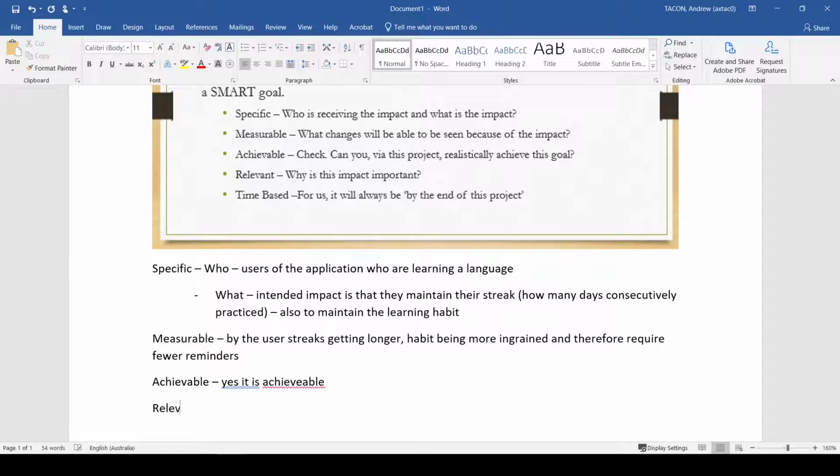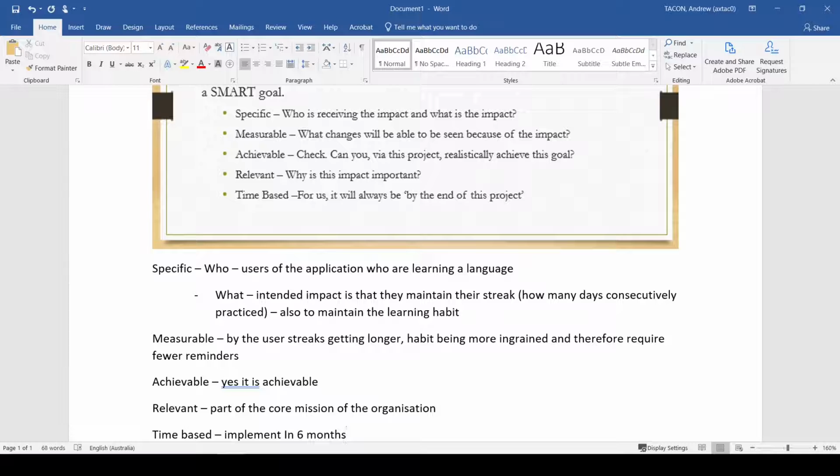Is it relevant? Is it relevant to the organization that the users of the application have longer streaks and continue to learn? Yes, it is definitely relevant. That is their core business model. Having people log in every day and do some lessons. So yes, it is part of the core mission of the organization. It doesn't exist for any other reason. It would have been time-based. Yes, they would have said implement in, say, 6 months or something.